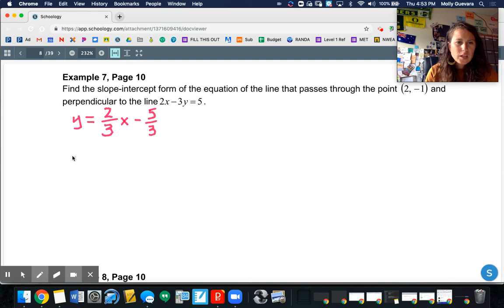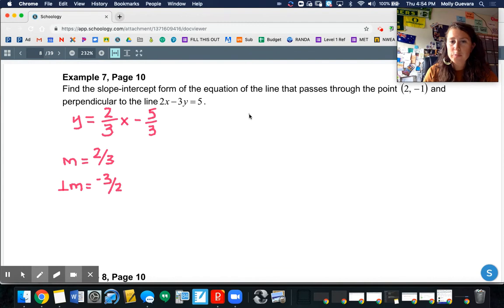So the slope here is 2/3. That means my perpendicular slope, so I could draw my upside down T because I don't want to write perpendicular, is the opposite reciprocal. So I'll take the reciprocal, so it's 3/2, and then it's opposite, so it's now negative. So -3/2. There's my slope.